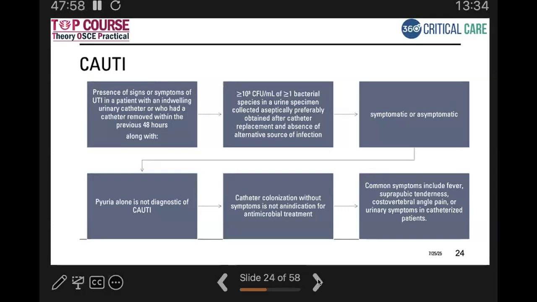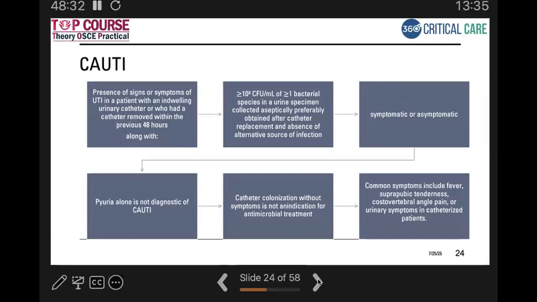When you test the urine, the patient should have more than or equal to 10 power 3 colony forming units of at least one bacteria or more than one bacteria in a urine specimen collected aseptically, preferably obtained after the catheter replacement, and absence of alternative source of infection. When you define a CAUTI, the patient must be on the catheter for 48 hours, or the catheter must have been removed within 48 hours.